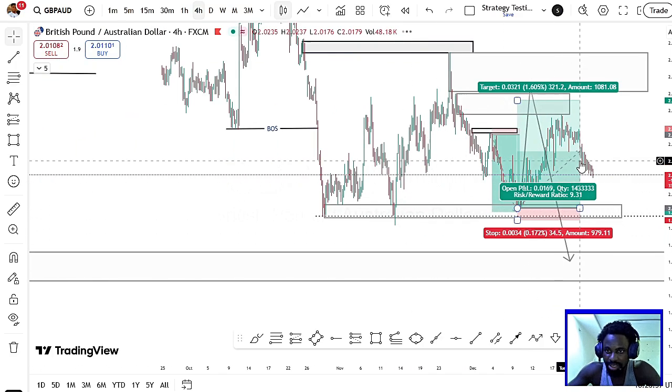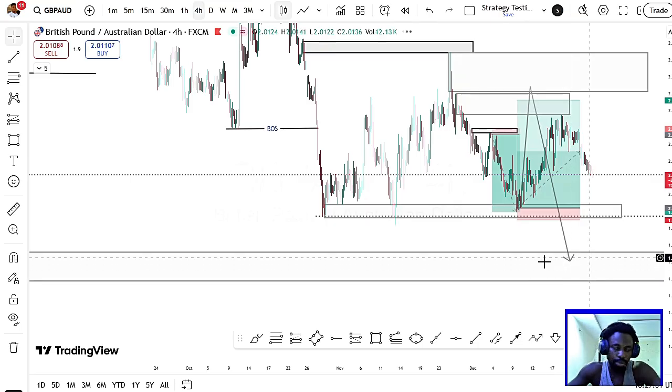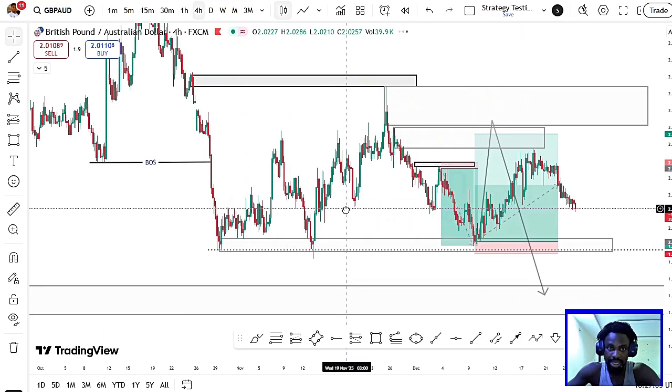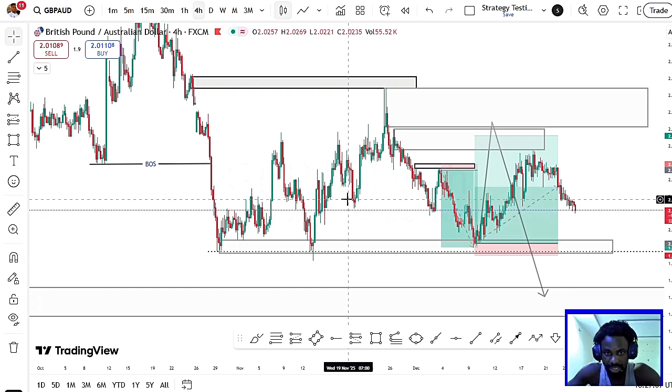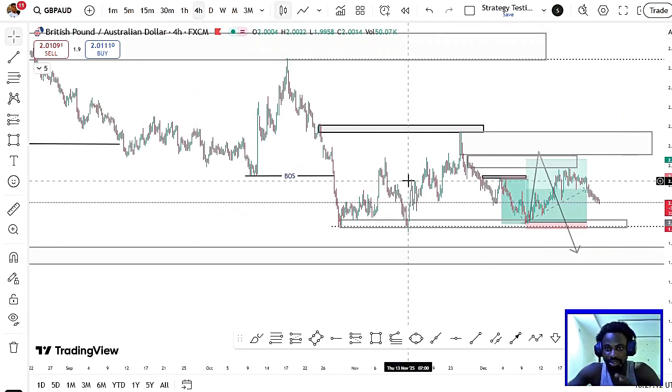I can tell you for a fact this price here coming down is coming to take out this structure, break the structure again and pull into this area. All right. We are clearly in a downtrend. That's what GBP/AUD is saying. All right. So it's what I thought about, that you need to identify the direction of the market.